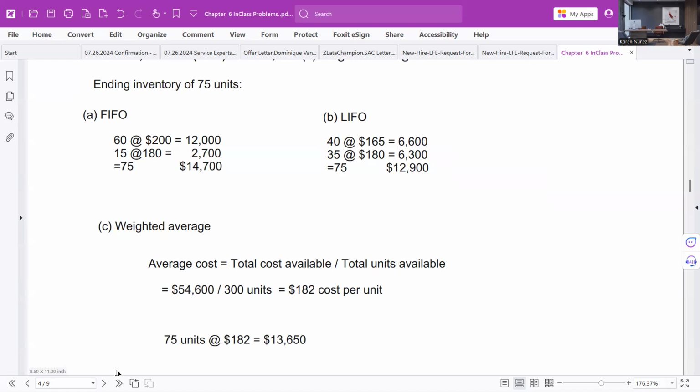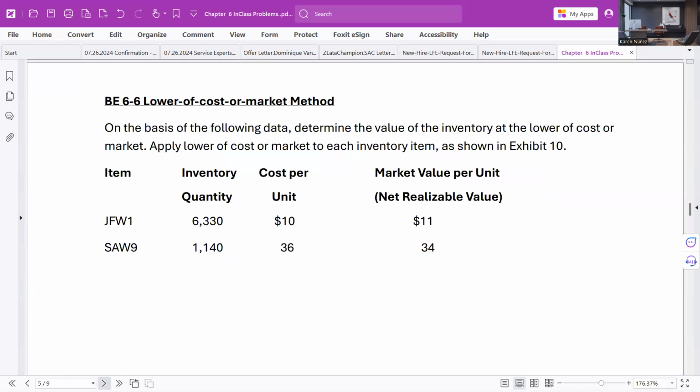Okay, so next we're going to take a look at the lower of cost or market method. So essentially we need to apply the LCM method to each inventory item. We've got the quantity, the cost per unit, and the market value per unit. It's just a matter of doing the math and then figuring out which one's lower. So I have that on the next screen.